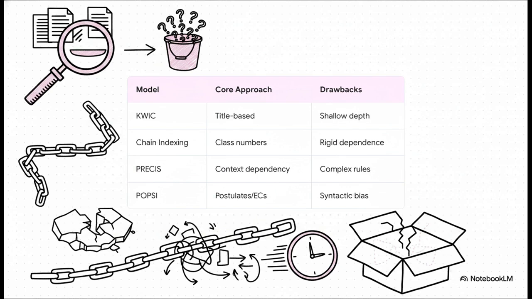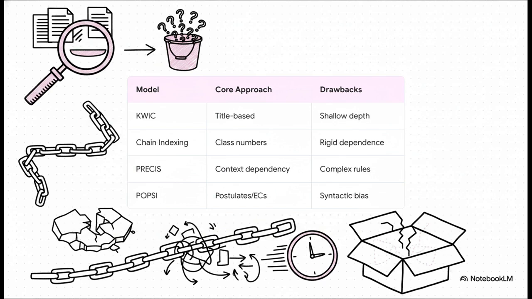Now, in what we call the syntactic era, early automated systems were the absolute heroes. They were incredibly fast, but they were rigidly organized around documents. Pioneers tried to fix this. In the late 1950s, you had systems like KWIC, grabbing keywords directly from titles. Super fast, sure, but incredibly shallow.